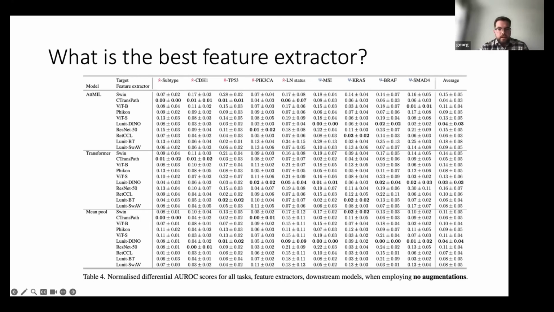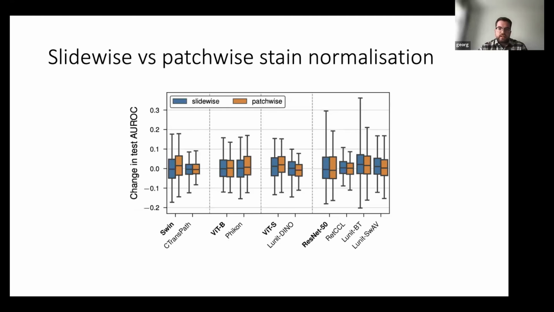And actually, we found interestingly, for example, that the results were quite similar no matter what downstream model you use. The best feature extractors are always C-trans path and Lunit-DINO. And in general, C-trans path performed better on breast cancer, and Lunit-DINO performed better on colorectal cancer. Just an interesting aside. Another thing we looked at was performing stain normalization on a slide-wise versus a patch-wise basis.